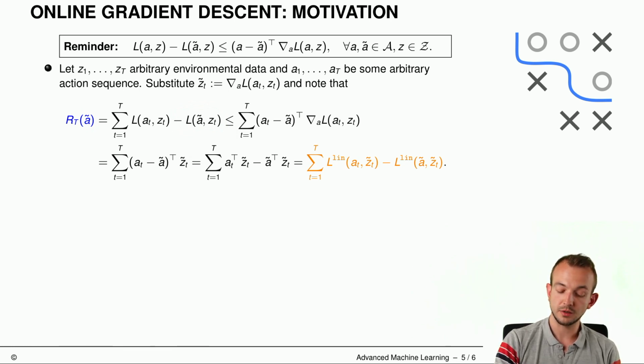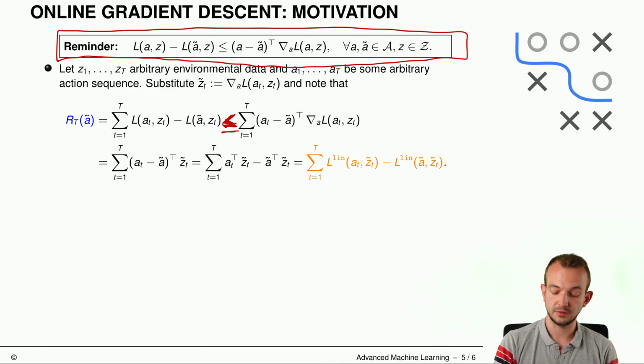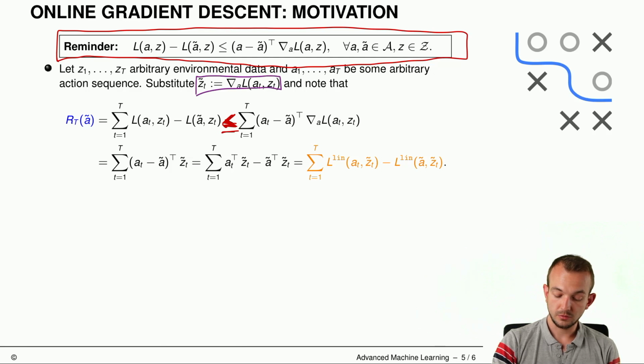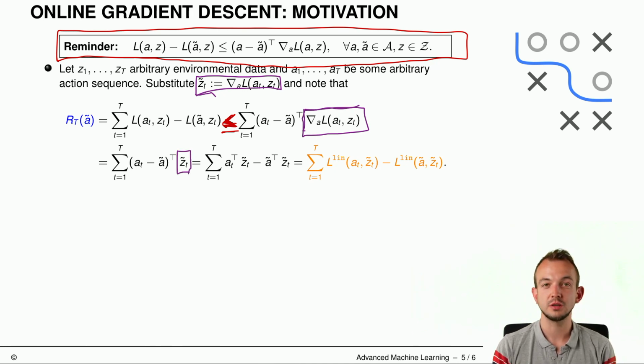And now if we use our first order characterization of convexity essentially, which leads us to this reminder box, then we can say, well, this difference here is definitely smaller than this inner product between the action at and the competing action a tilde, and the gradient with respect to a of the loss function L evaluated at the action at and the environment point zt. But we made here this substitution that we simply called this thing here a new artificial environmental data point.